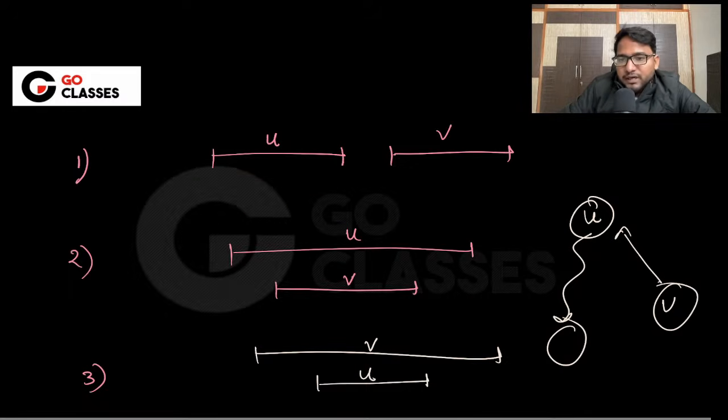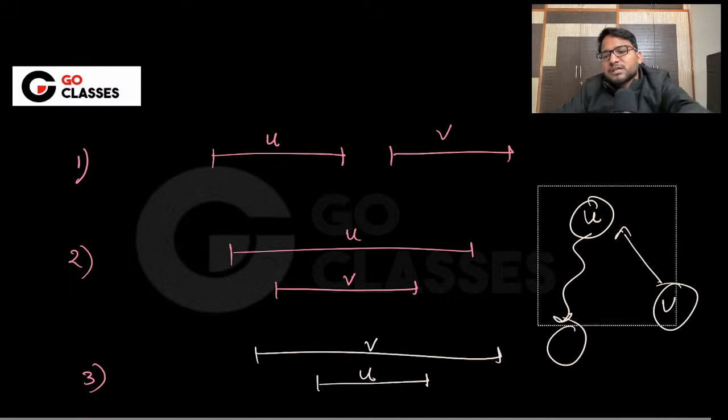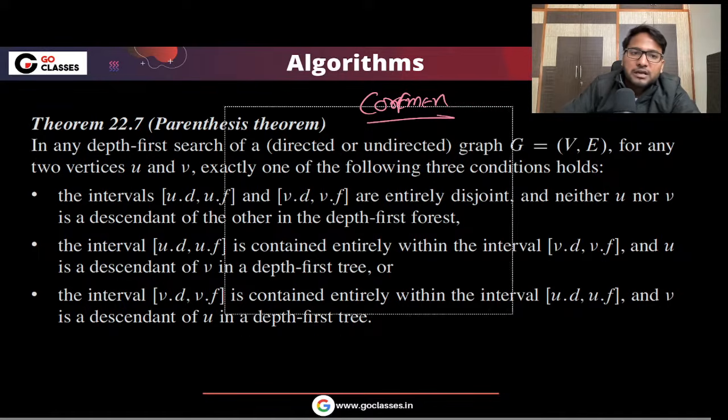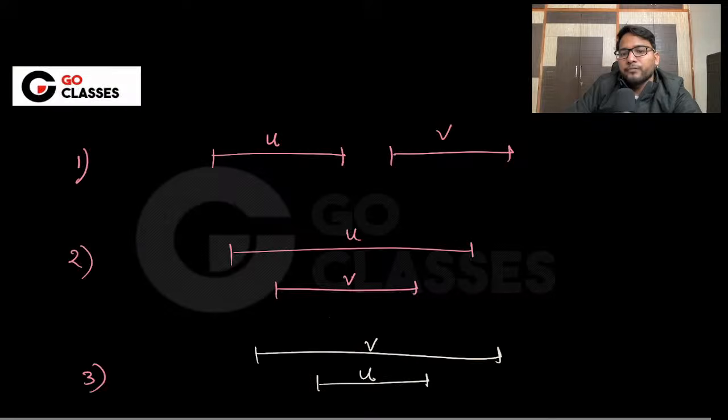What do these mean? Let me just tell you. See, what do these mean? This is basically from Cormen. They have written three cases. I am just translating whatever they have written, these three cases, into the diagram. Okay. So what does this mean? Can you tell me?